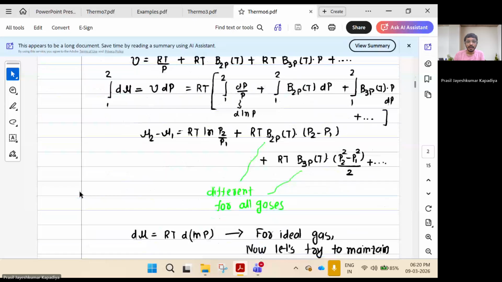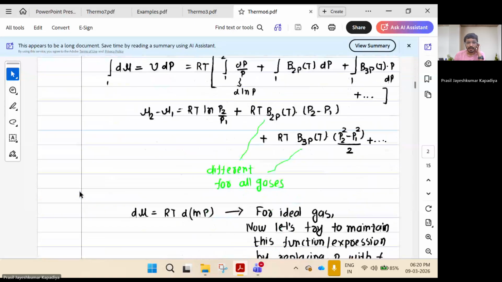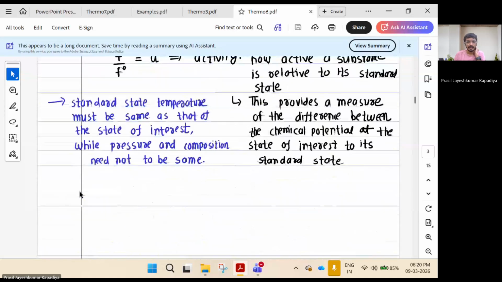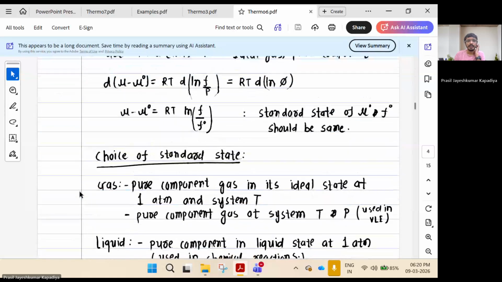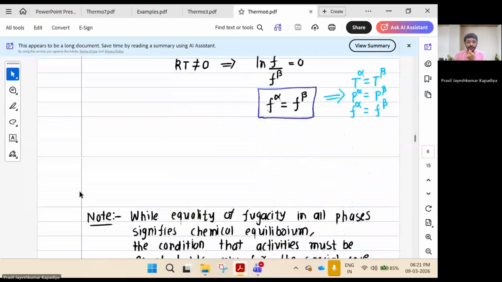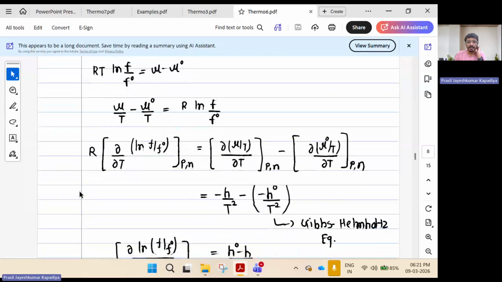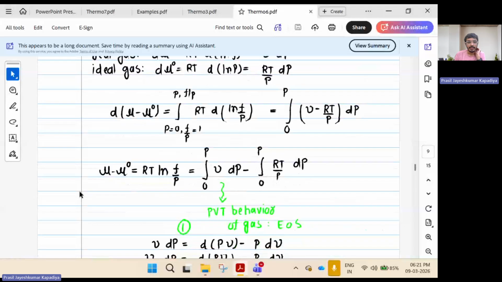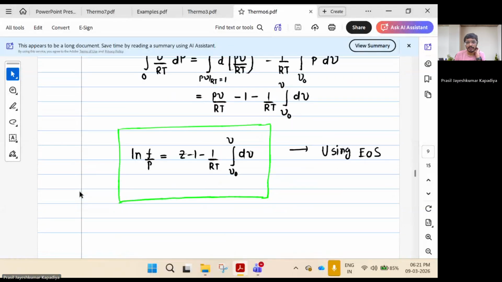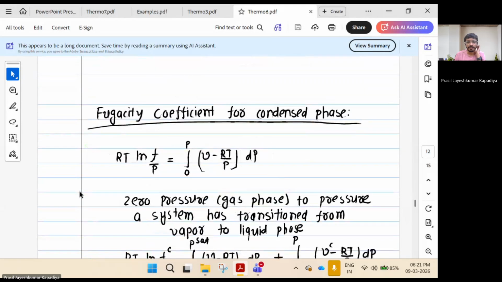Here. Yeah, here: RT ln f by P is nothing but the integration 0 to P of V minus RT by P dP.